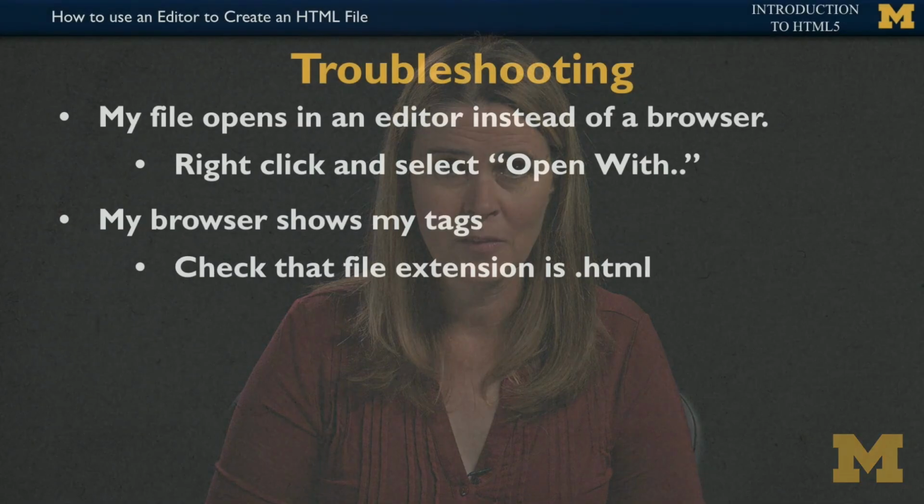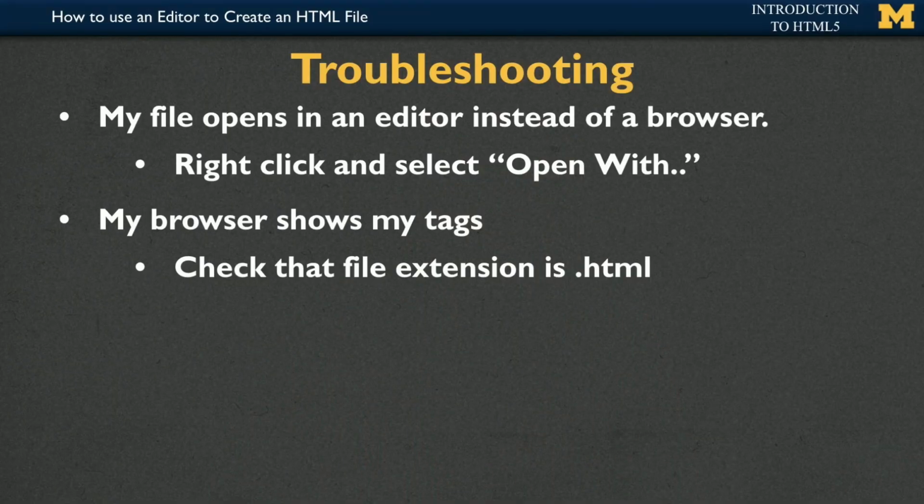But I would really like to try to prepare you and know there are some things that you're going to do and everyone does it, so it's okay. The first thing that happens to many people is that when they click on their file, instead of opening up in Chrome or Safari or Firefox, it opens back up in Sublime or TextEdit. It opens up in the editor. If that happens to you, you're going to want to right-click on your file and select Open With, and then you can pick a browser.